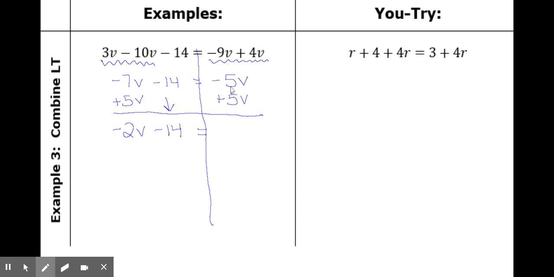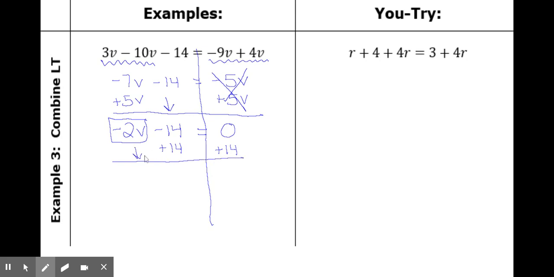Now on the right-hand side, the negative 5v and the positive 5v were opposites. They cancel. And I don't have anything left on this side. The number that represents nothing is 0. 0 is a number, so don't be afraid to use it in your equations. Box off the variable. Outside of the box is a negative 14. To get rid of it, I need to add it over to the other side.